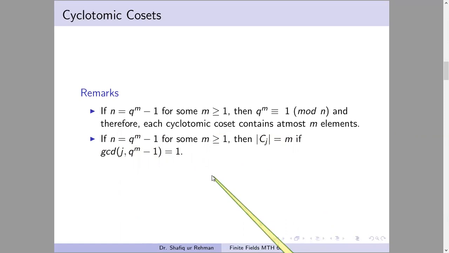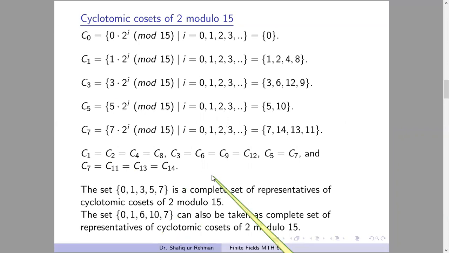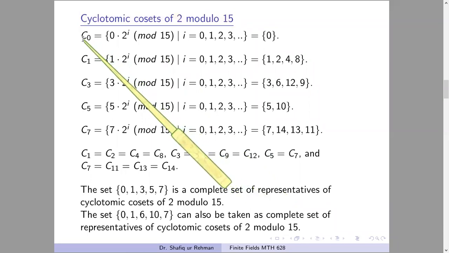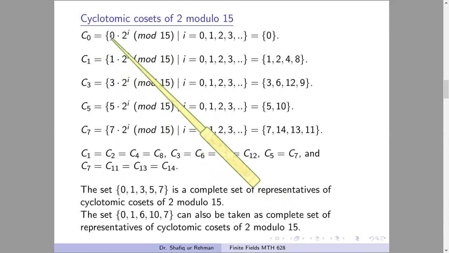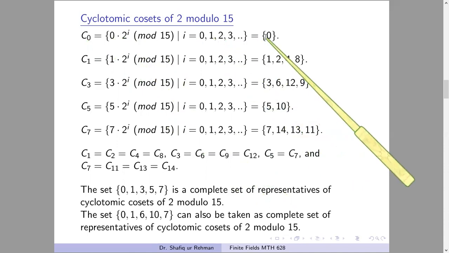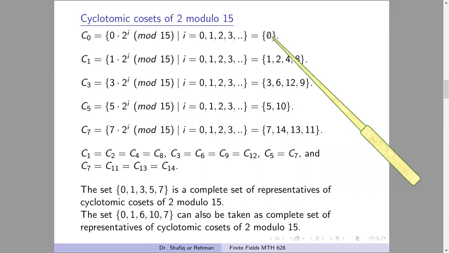Now we will observe some examples to understand the definition of cyclotomic cosets. This is an example of cyclotomic cosets of 2 modulo 15. We will start with the cyclotomic coset of 0. By definition, C0 will be equal to 0 multiplied by powers of 2, and this set consists of only a single element, that is 0.